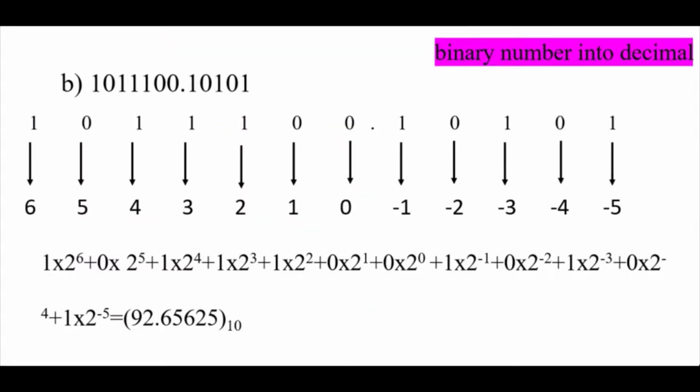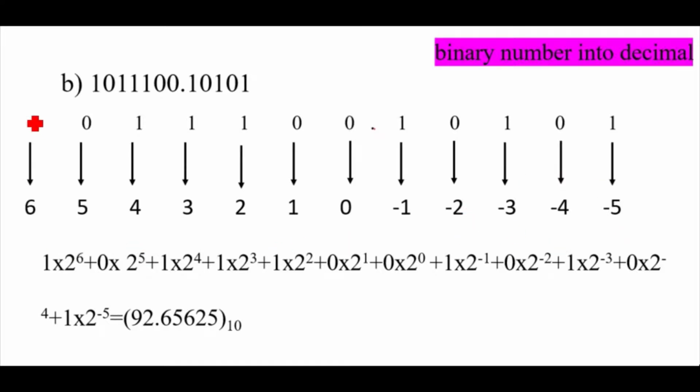Now the next section: this is our next number, 1011100.101011. We will do it in a similar way. This is our point; I have put the point here. Before the point I have given the position values 0, 1, 2, 3, 4, 5, 6. After the point I have started from -1, -2, -3, -4 and -5. Now we will do it in a similar way.